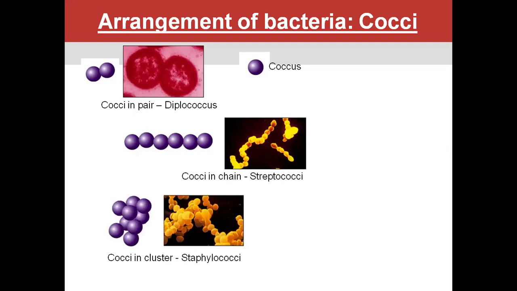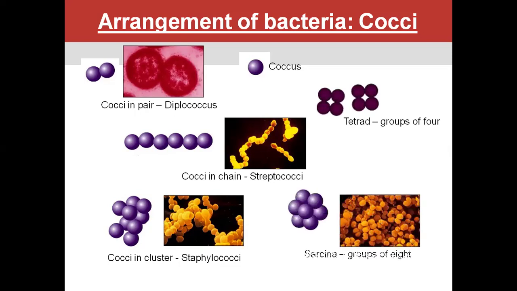Next, staphylococci. So what is meant by staphylo? Staphylo means a bunch of grapes or a cluster. So if the cocci are arranged as a bunch of grapes or as a cluster, then it is staphylococci. Next, tetrad, which means a group of four. Four cocci are arranged as a group. And next, sarcina, that is a group of 8. So 8 cocci are arranged as a group.